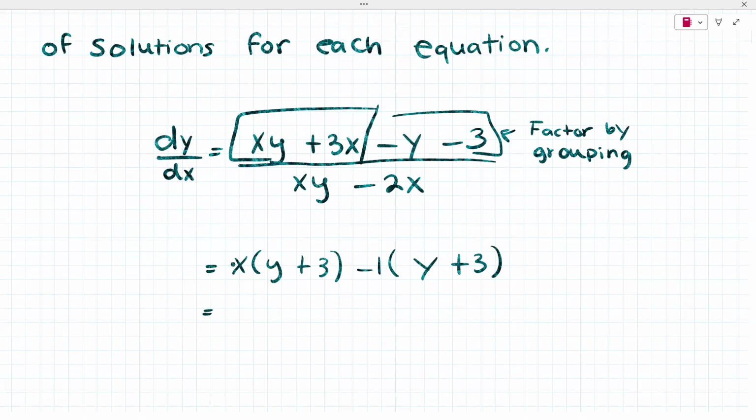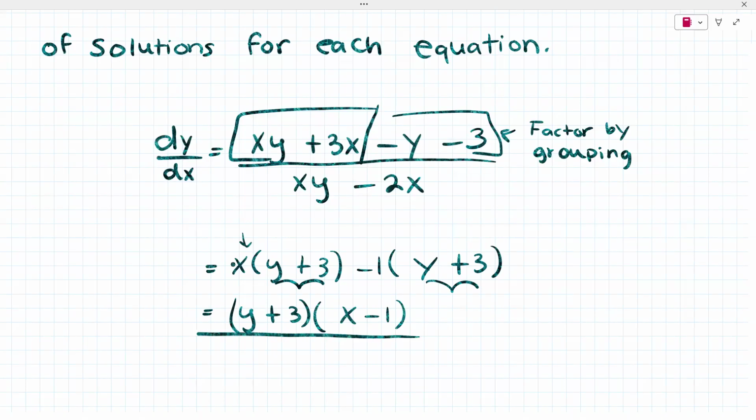And it does work. Why does it work? Because you see the repeat, y plus 3, y plus 3. If you have a repeat, then it works. So you just write out the repeat once, and then bring down your leftover. Your leftover is x and negative 1. Okay, so on the top, that's how it gets factored, and then on the bottom, it looks like we could take out an x. So this is x times y minus 2. And then on the left, it's dy over dx. Okay, what would I do next?